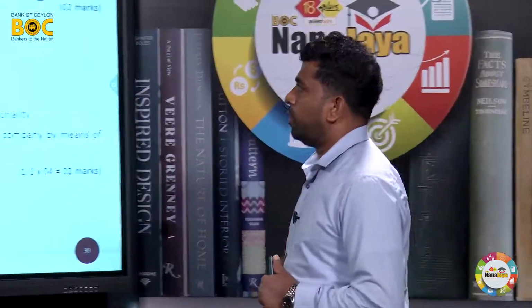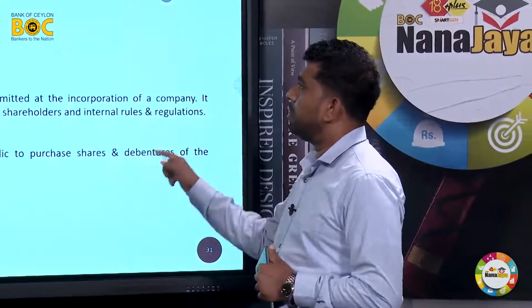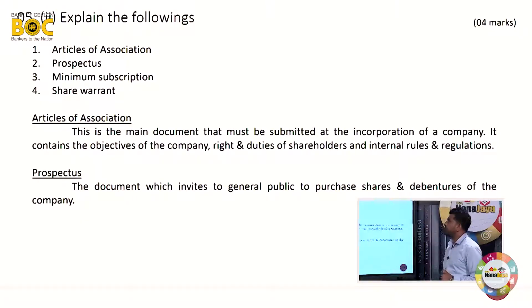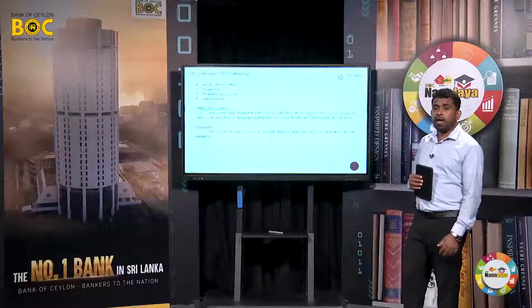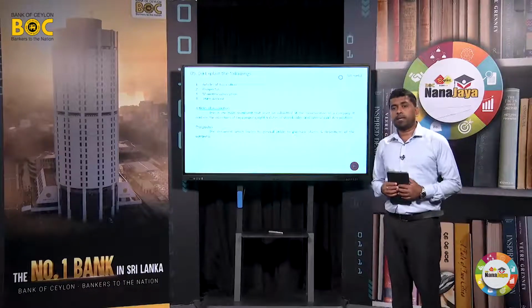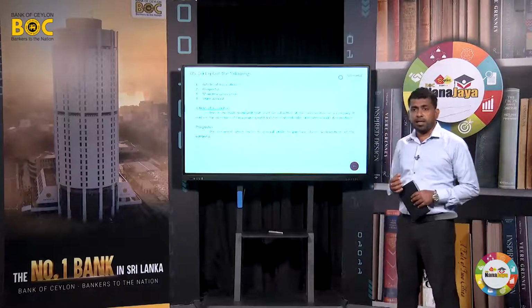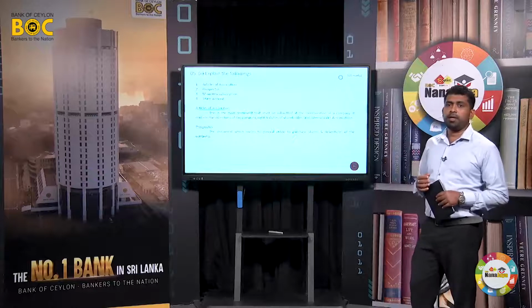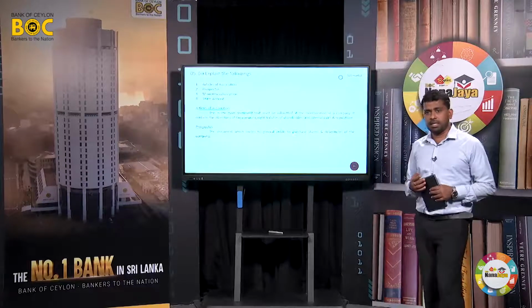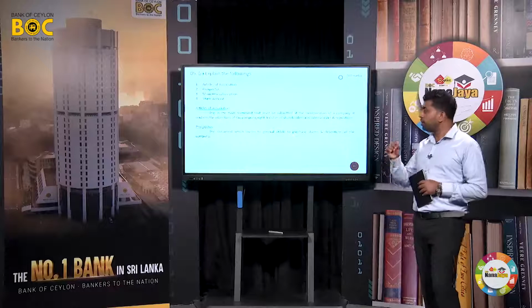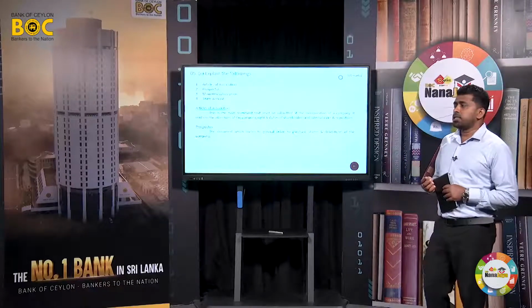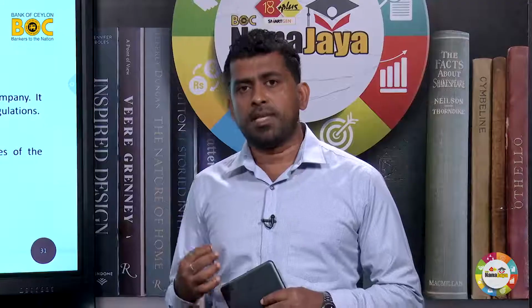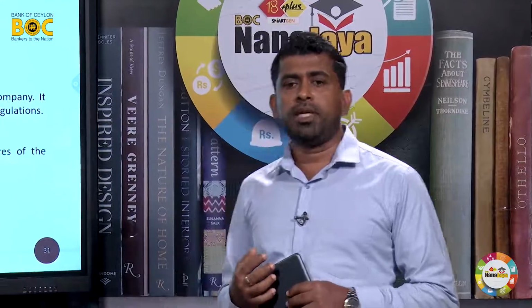Right, let's move on to the next question. Roman number 2. Explain the followings. Articles of association. So this is the main document that must be submitted at the incorporation of the company. This is also known as the internal rule book. It includes rights and duties of the partners, internal control system, as well as objectives of the company.